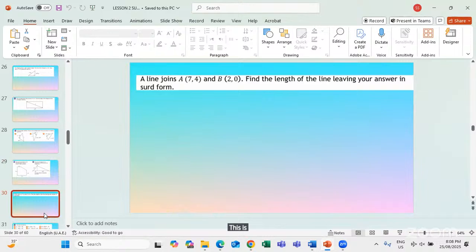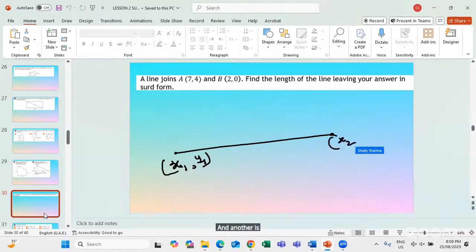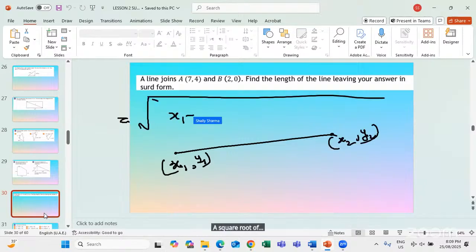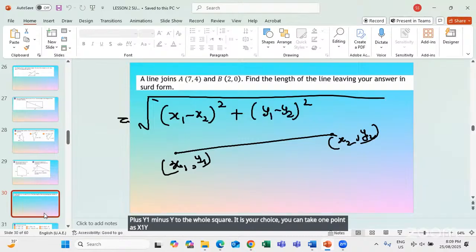This is the next question. A line joins these 2 points. Find the length of the line, leaving your answer in surd form. Now, when you get a line segment joining 2 points, let's say one point is x1, y1, and another is x2, y2. If you need to find the distance between them, it is given as the square root of (x1 minus x2) the whole square plus (y1 minus y2) the whole square. It is your choice: you can take one point as x1, y1, and the other will be x2, y2.